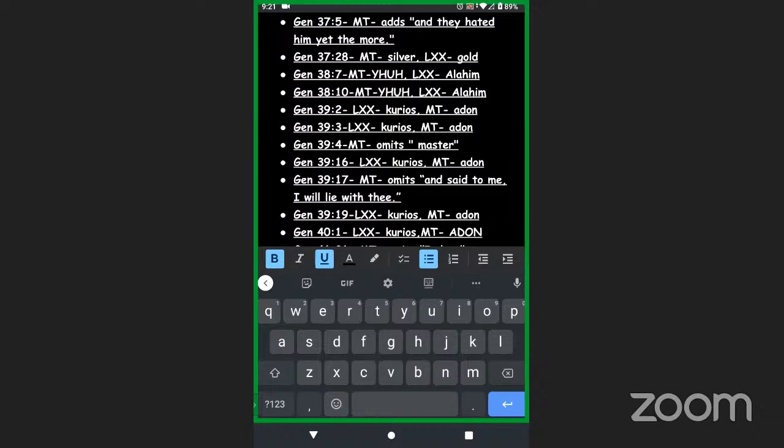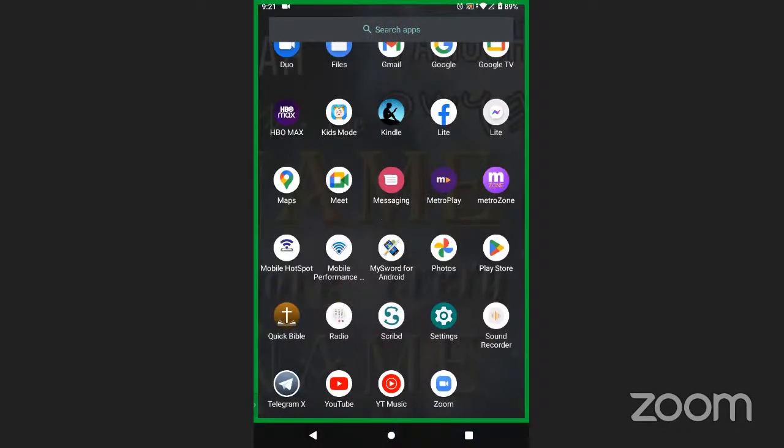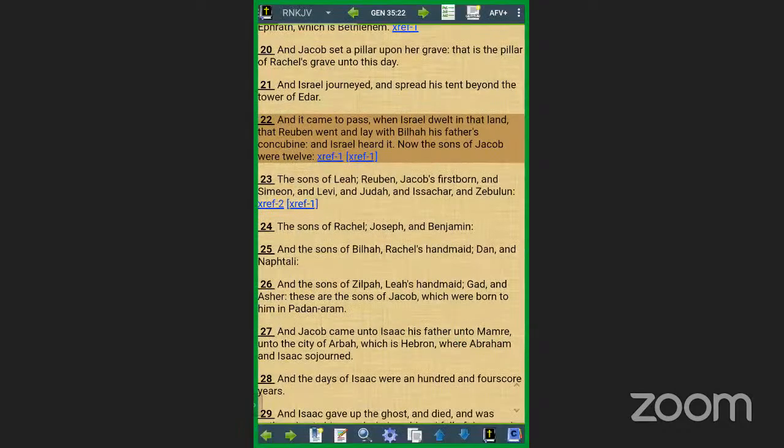Genesis 37, verse 5, Masoretic text adds, "and they hated him yet the more." I think that's one I definitely want to look at with the comparison. Yeah, even more. So Genesis 37.